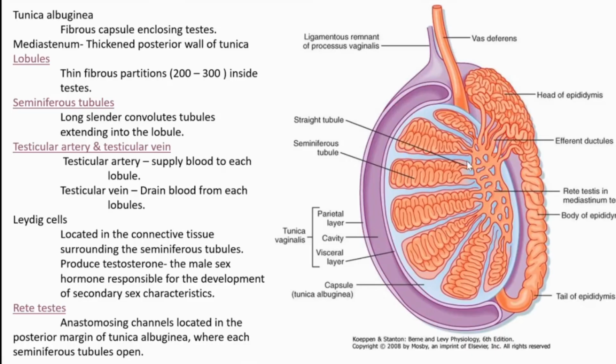It's more clear in this picture. This fibrous capsule is again shown through an arrow, and that is the mediastinum, the thickened posterior region of the tunica albuginea.